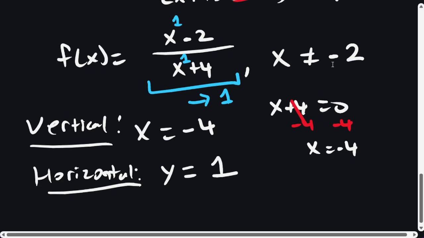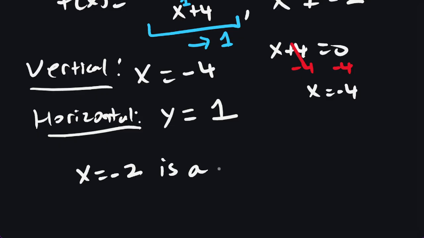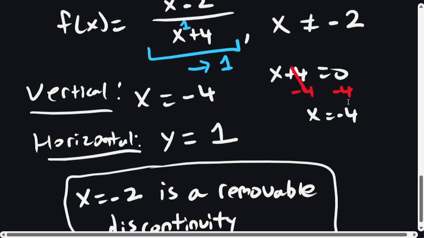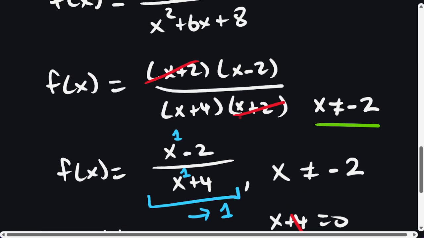And one more thing too, this x cannot equal negative 2 right here. X equals negative 2, because we canceled it out from the numerator and denominator, this has a special name. This is a removable discontinuity, x equals negative 2, which we got right here in this step when we canceled x plus 2 out in the numerator and denominator.